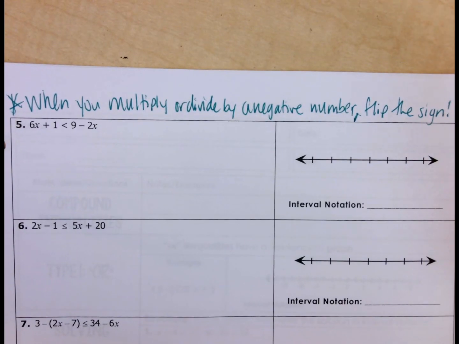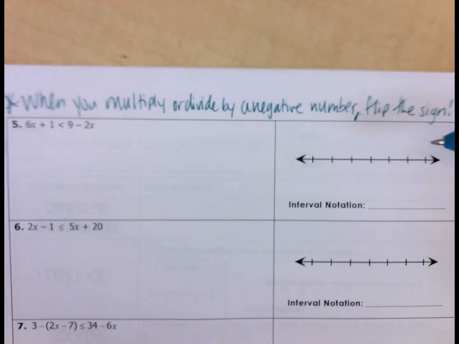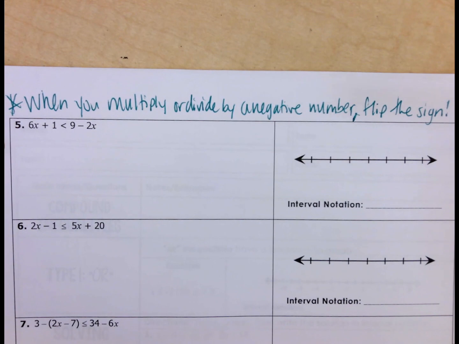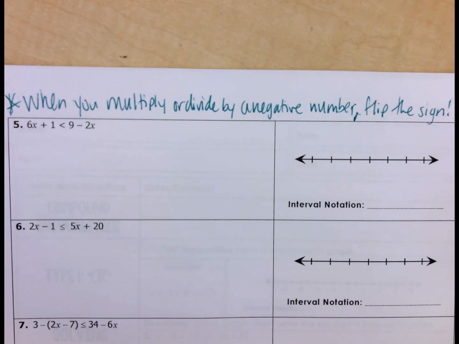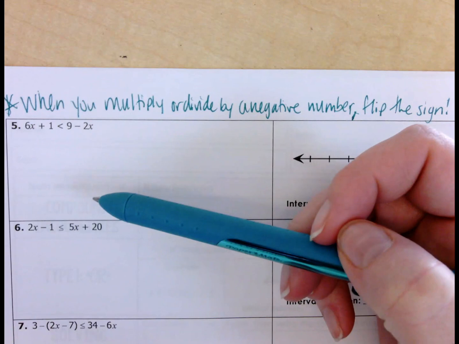Okay, we're going to do just a few more examples. So another reminder here, when you multiply or divide by a negative number, we flip the sign. We haven't done that yet, so hopefully we'll see an example here in a few minutes so we actually get to do that. So first off, we're going to do number 5.